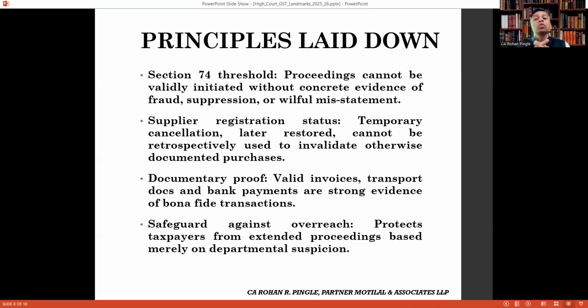So what principles were laid down in this case? The Section 74 threshold: proceedings cannot be validly initiated without concrete evidence of fraud, suppression, or willful misstatement. Supplier registration status needs to be carefully seen. A temporary cancellation later restored cannot be retrospectively used to invalidate otherwise documented purchases. Documentary proof is also important. Valid invoices, transport documents, and bank payments are strong evidence of bona fide transactions and protect taxpayers from extended proceedings based merely on departmental suspicion. That is the safeguard against overreach.